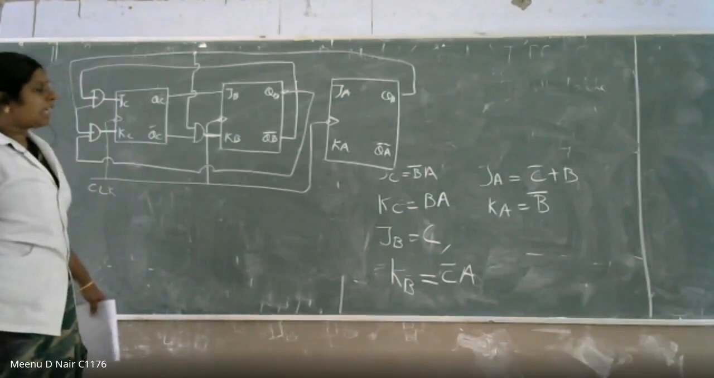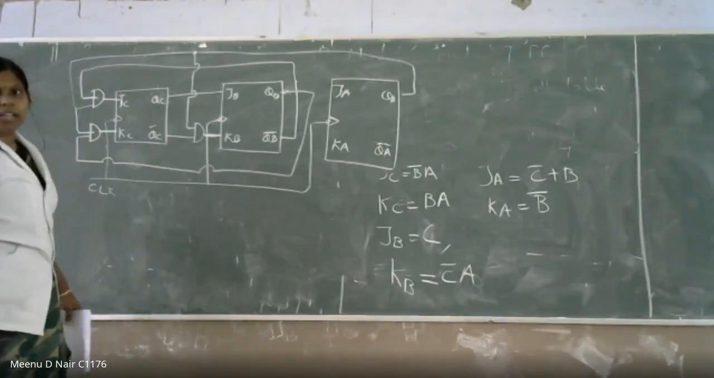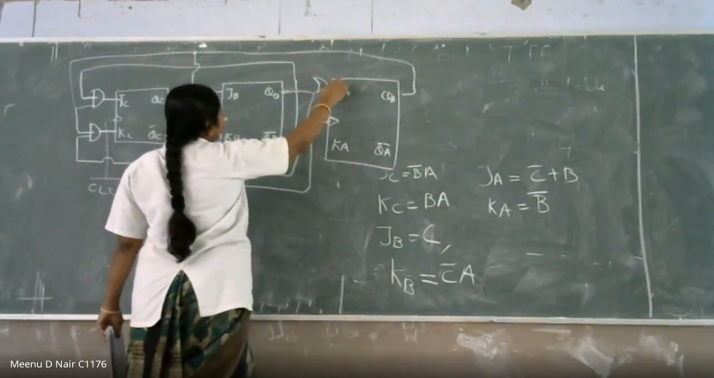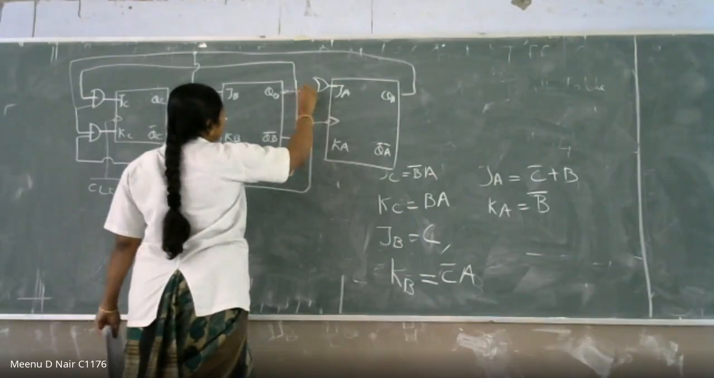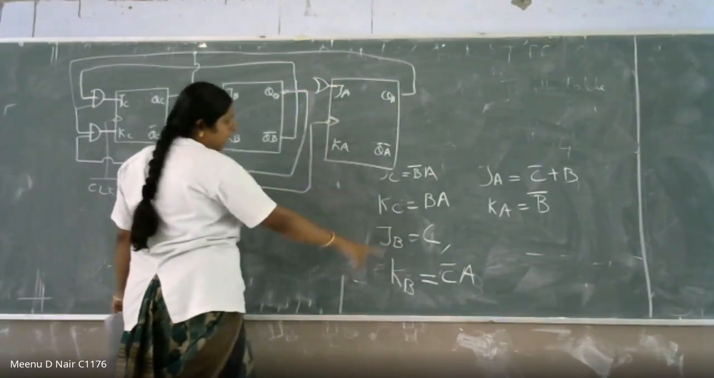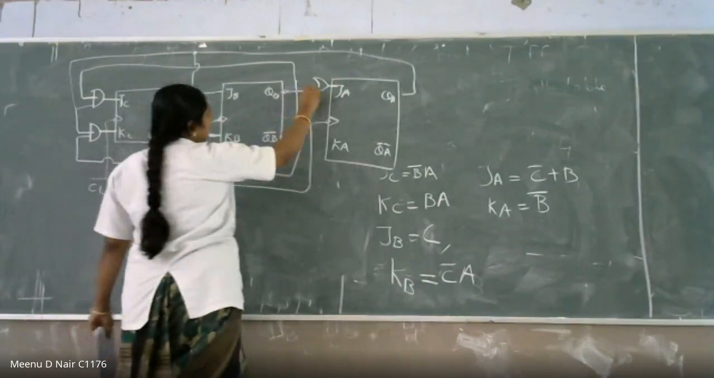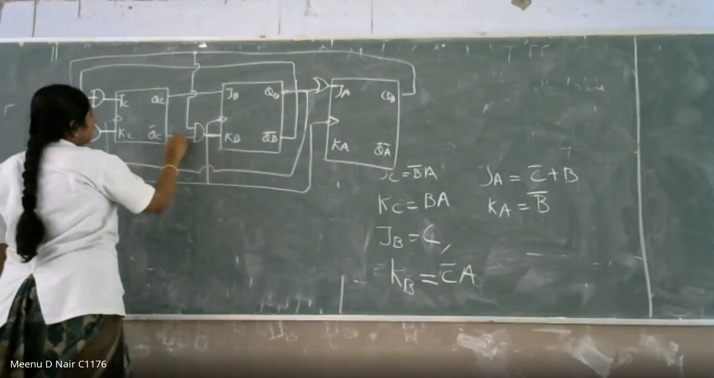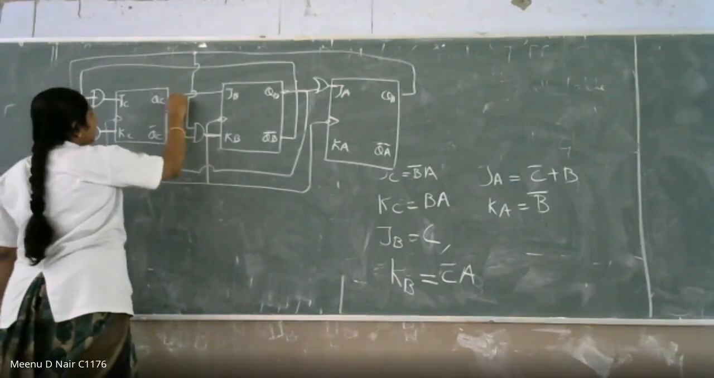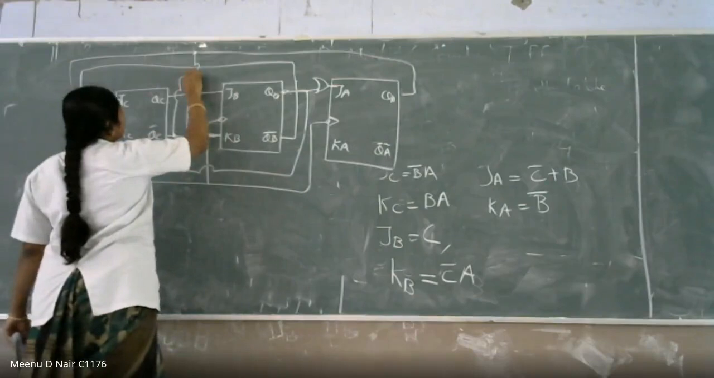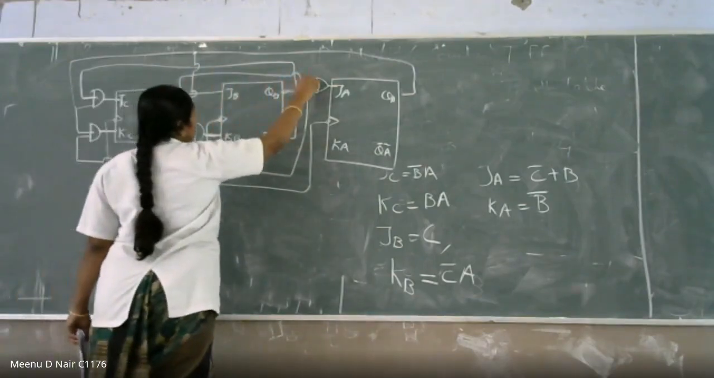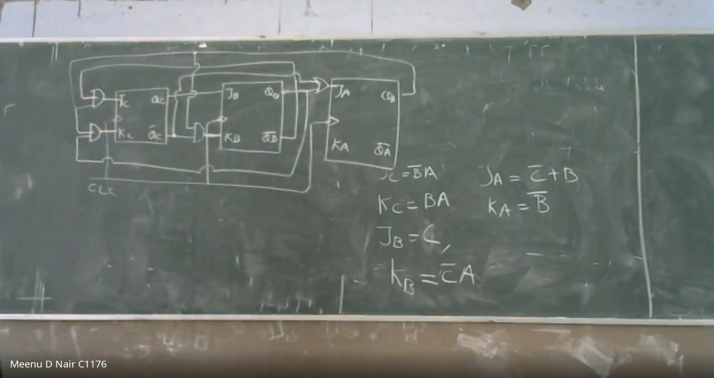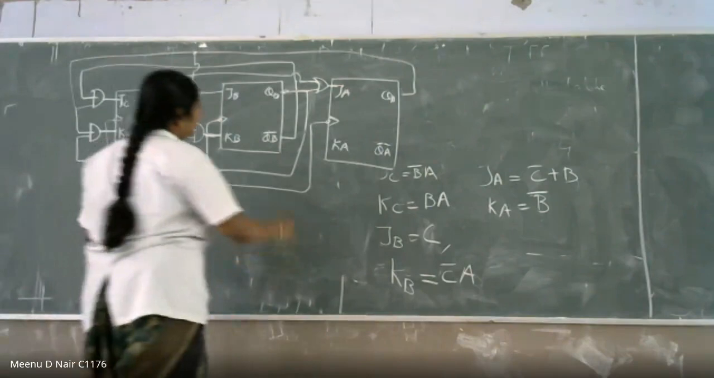This is KB. Then what about JA? JA is equal to C bar plus D, so you are using an OR gate here. B is connected, then C bar, QC bar, we'll take it from here. This is C bar plus D. Then KA is equal to B bar.